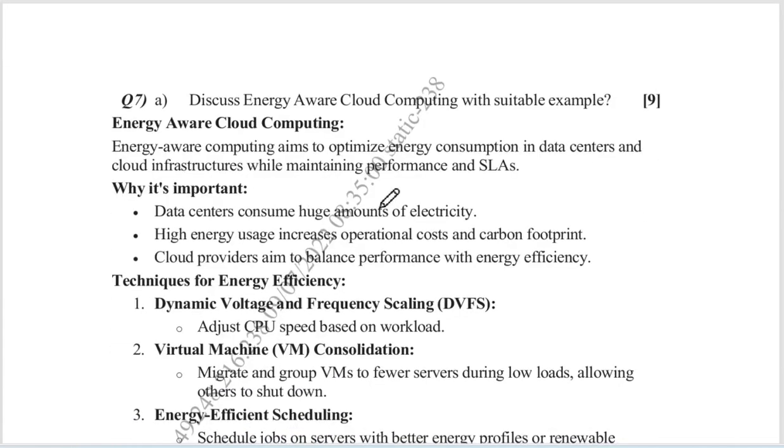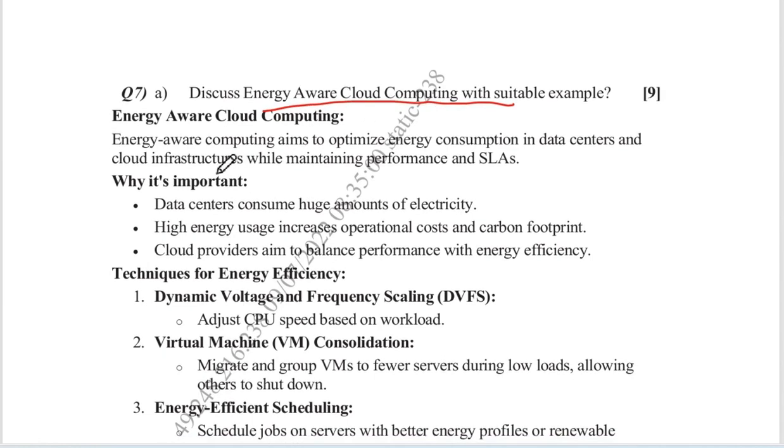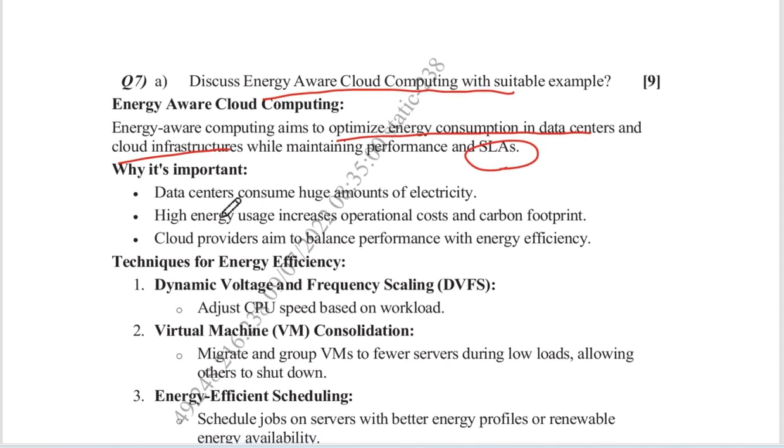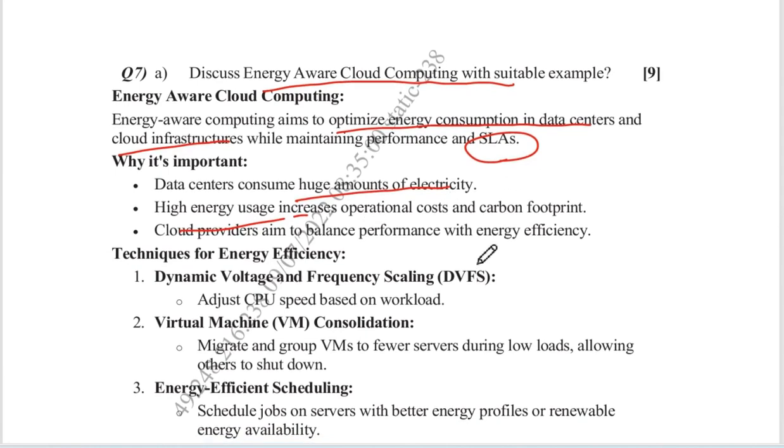Now the seventh question is to explain energy aware cloud computing with a suitable example. Energy aware computing aims to optimize the energy consumption in data centers and cloud infrastructures. So SLA standards we need to obey. So why is it important? Data centers consume huge electricity, high energy usage, so we have to reduce that.